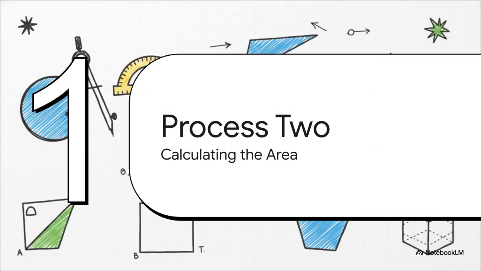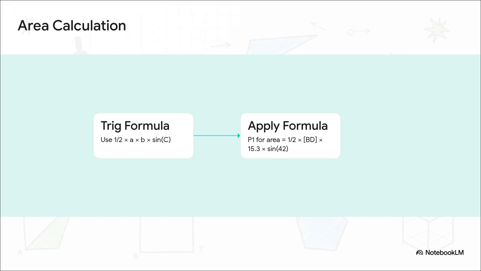Okay, let's pivot to process 2, calculating the area. We've conquered the top triangle, so let's shift our focus downward to triangle BCD. We are finally ready for the main event, calculating the actual area, which, remember, is the whole point of question 16. To pull this off, we're bringing in the trigonometric area formula for a triangle. You know the one, half times side a times side b times the sine of the included angle C. The mark scheme hands out our third process mark, another P1, for essentially just plugging the right numbers into this formula. Specifically, they want to see 1/2 times your found value for BD times 15.3 times sine 42.